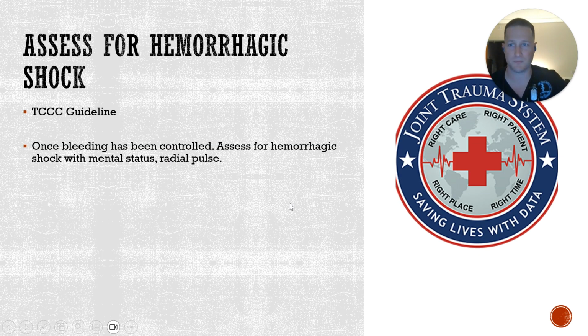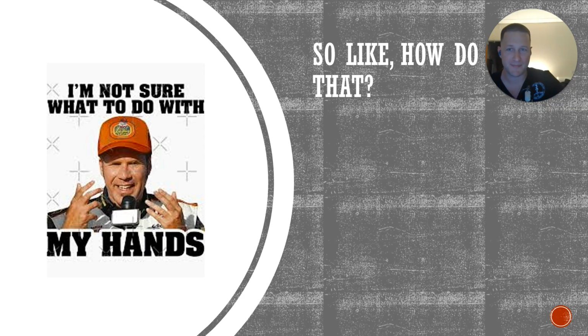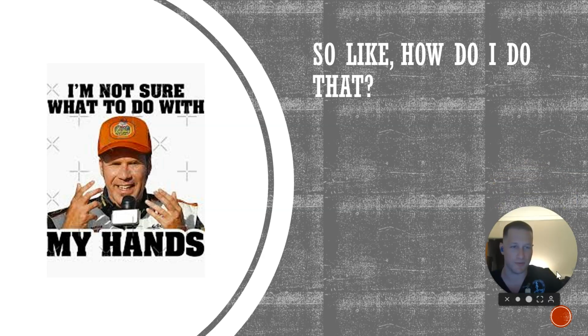Cool. All right. Assessing for hemorrhagic shock. Once your bleeding has been controlled, they want you to assess for hemorrhagic shock with mental status and radial pulse. This is the shortest guideline in this whole section, but it's kind of the most nuanced. It might require the most skill. So it's like, how do I do that? I sometimes feel like, okay, someone tells you, go assess their volume status. Like, dude, I don't know. What do I do with my hands?